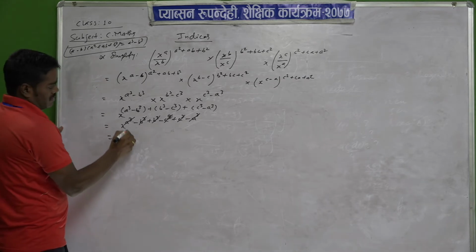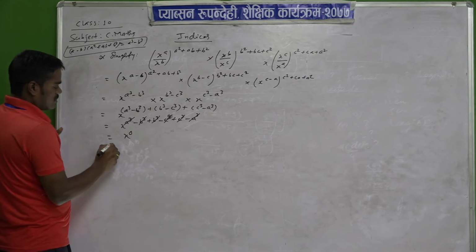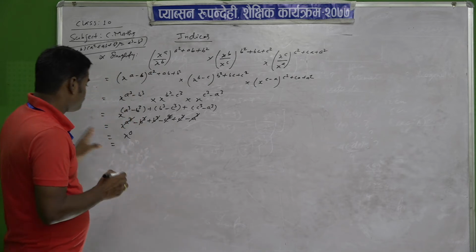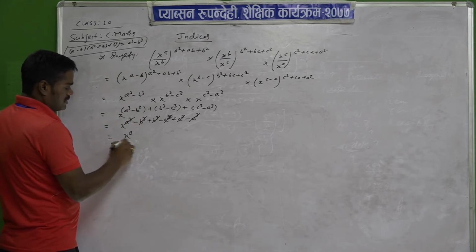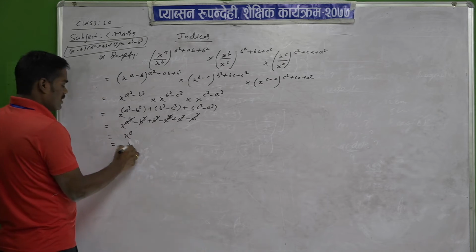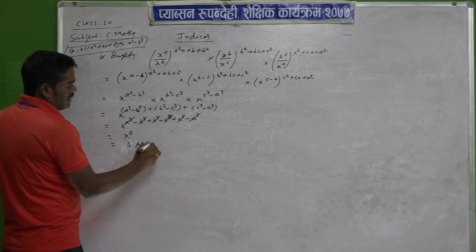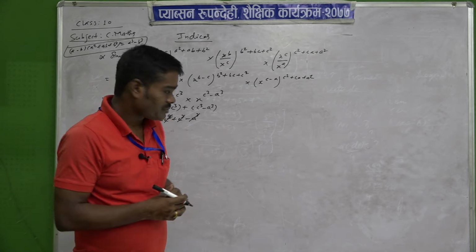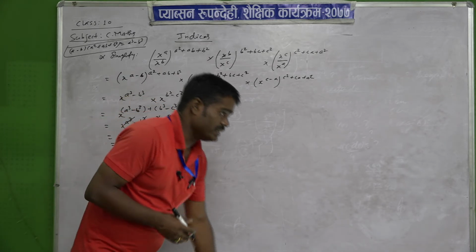So how much is the result? 0. So we have studied the zero law. What is the zero law? Zero law of index: if the power of anything is 0, then the value is what? 1. So this is the answer. So in this way we have to solve the question.